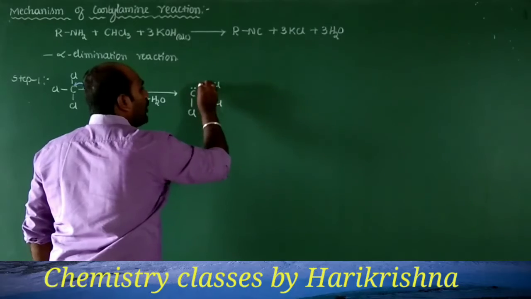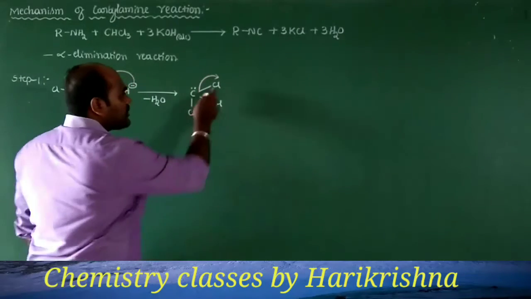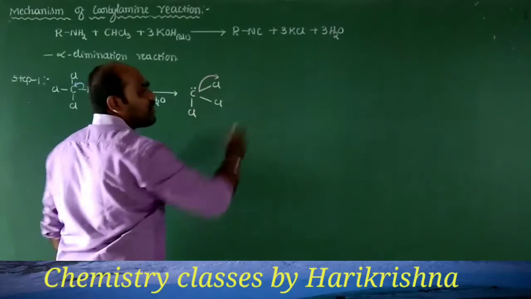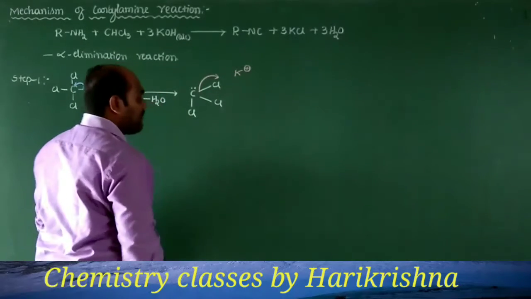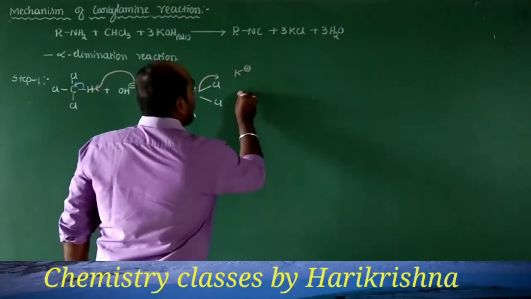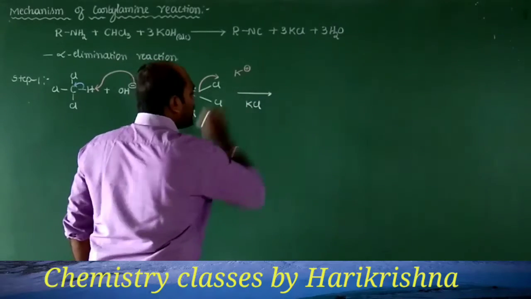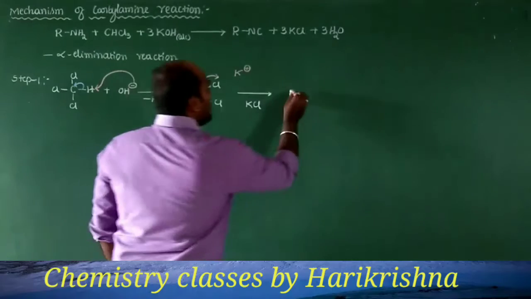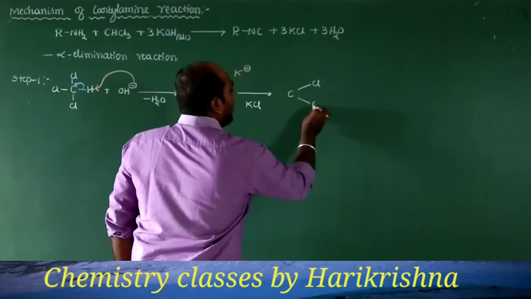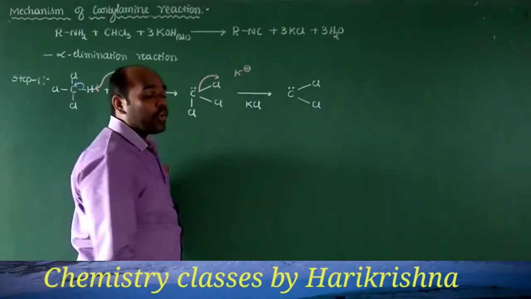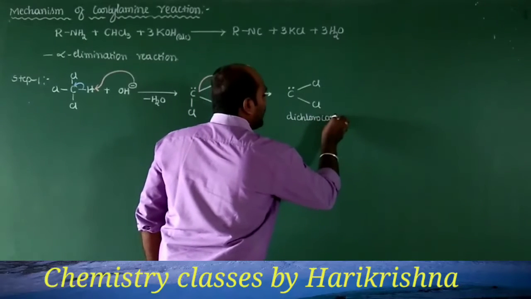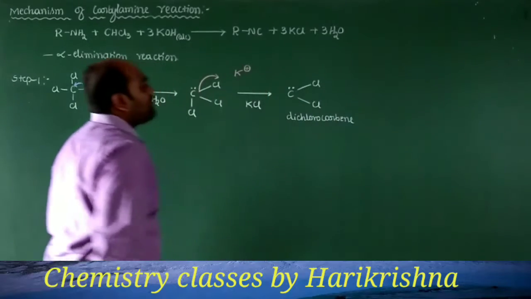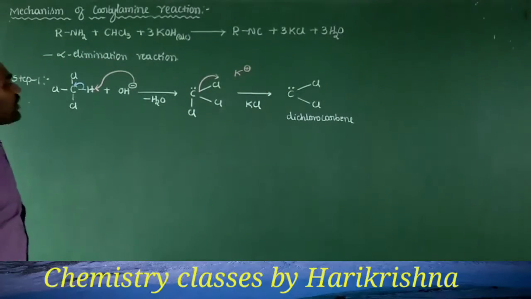So the Cl will come out along with the bond pair of electrons as Cl⁻ by combining with K⁺. So here we will be observing elimination of one unit of KCl, and at last we are going to get the reactive intermediate dichlorocarbene. Dichlorocarbene. So this is the reaction intermediate in case of carbylamine reaction that will be obtained in step 1.